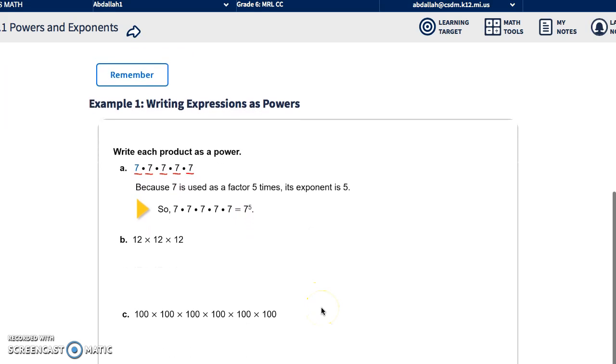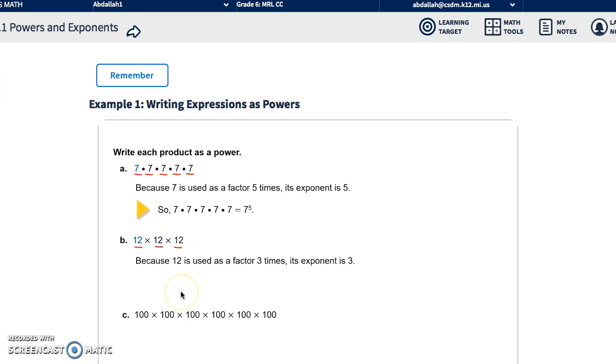Part B, 12 times 12 times 12. The repeated factor this time is 12, so the base is 12. The number of times 12 is used as a factor is 1, 2, 3 times. Because 12 is used as a factor 3 times, its exponent is 3. So 12 times 12 times 12 is equal to 12 to the third.